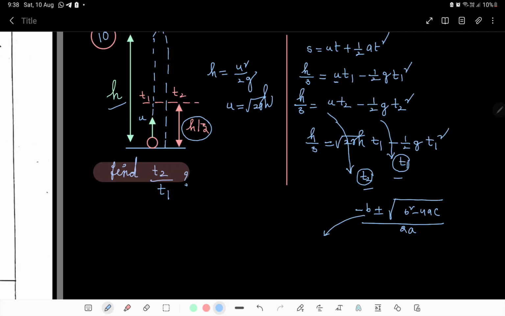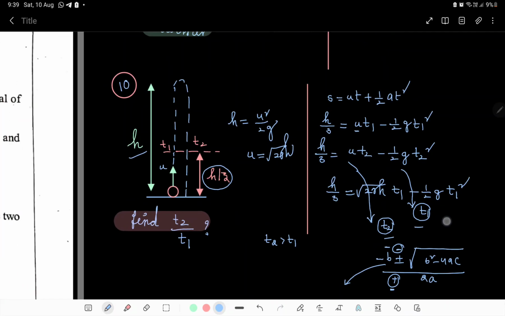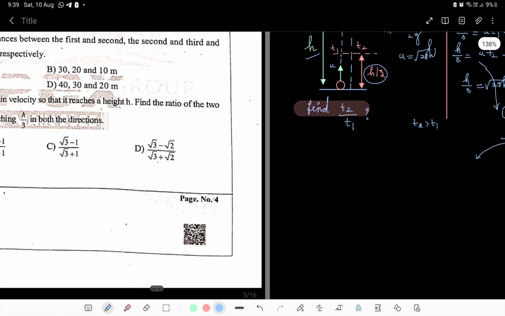So here the condition is that when you're finding time t1, you will take the minus. When you're finding time t2, take the plus, because you can clearly see that t2 should be greater than t1. So repeating, when you're finding t1, take the minus. When you're taking t2, take the plus. So find out the roots and just divide them, you will get the answer. That's question number 10, right?